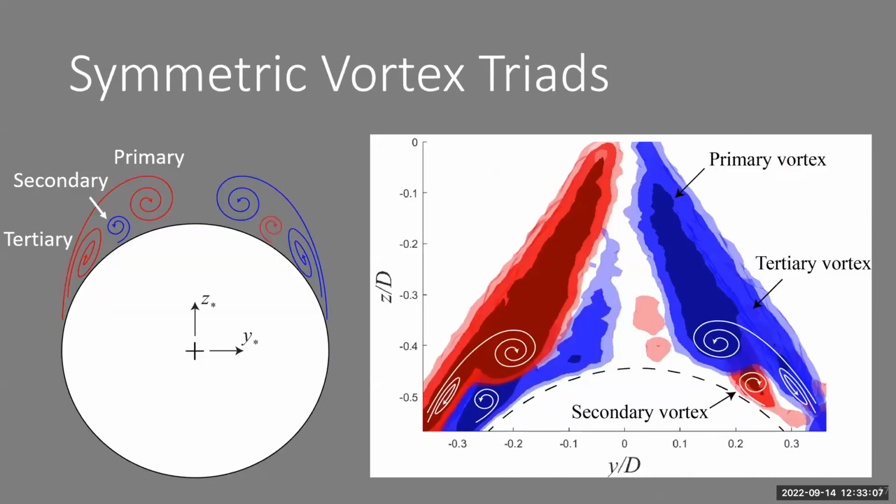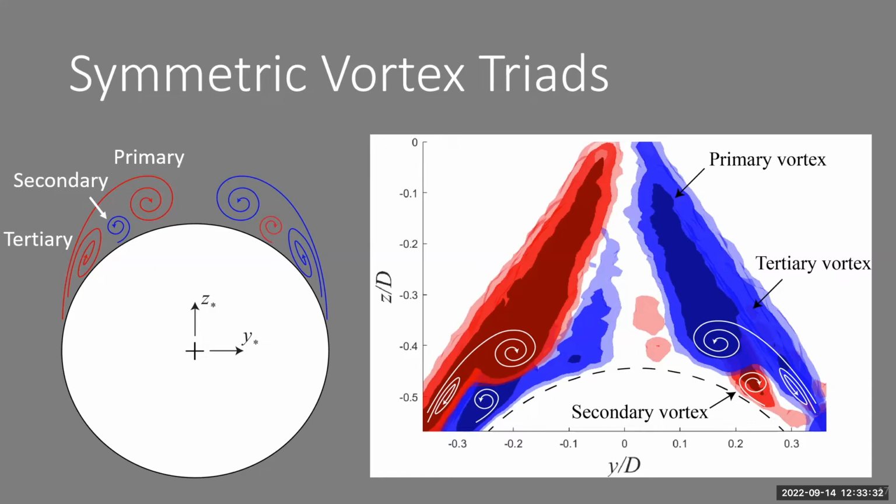So to wrap up the symmetric vortices behind leeward cones, these are the terms that I'll be using from here on out. So we saw that the vortices were forming in symmetric vortex triads that were each composed of primary, secondary, and tertiary vortices. This prevailed for all half angles of the cones that were non-spinning.